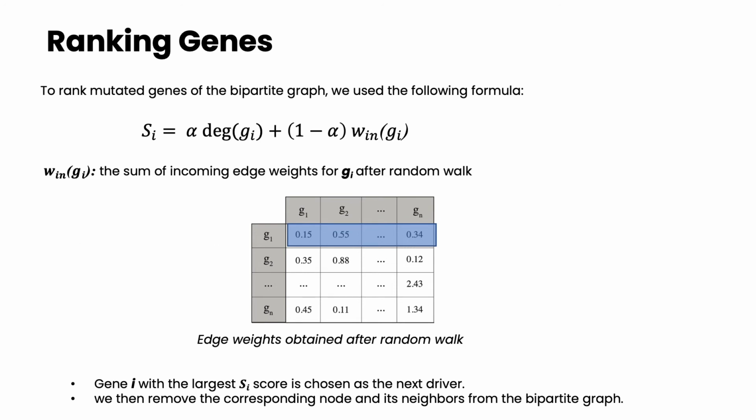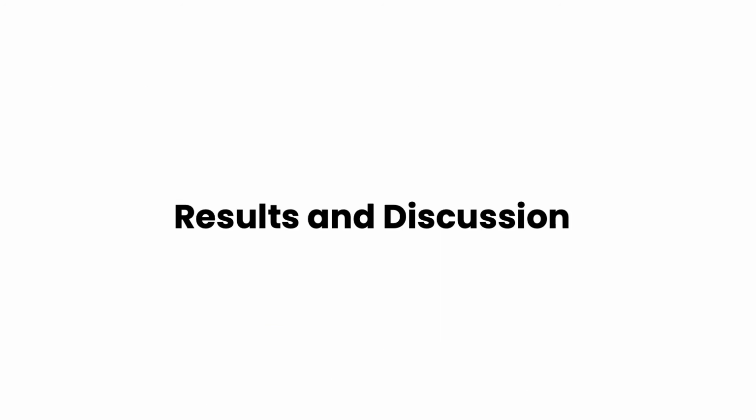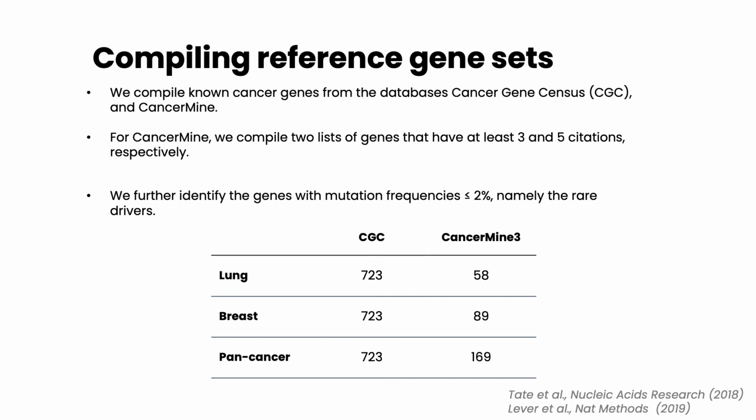Then we remove the corresponding node and its neighbors from the bipartite graph and recompute the scores again until we cover all the outliers. So to evaluate our results, we compile non-cancer genes from the CGC and CancerMine databases. CancerMine is a literature-mined database of cancer genes, which we decided to include as it is a cancer type specific reference set. And we also identify the CGC genes with mutation frequencies less than or equal to 2%. We call them rare drivers.